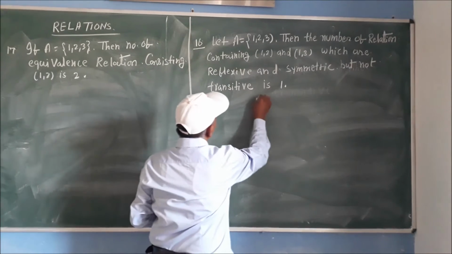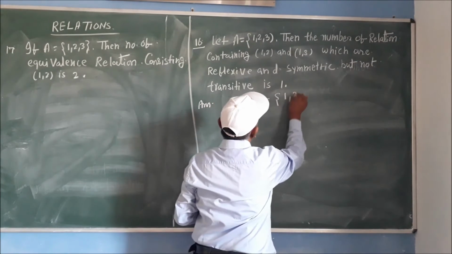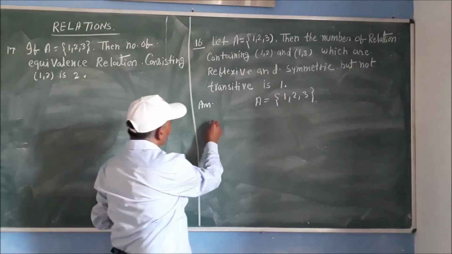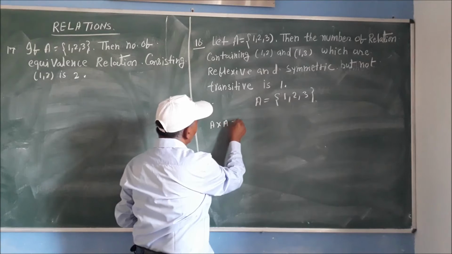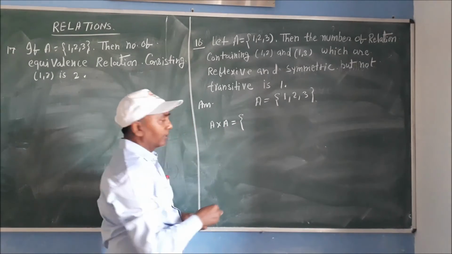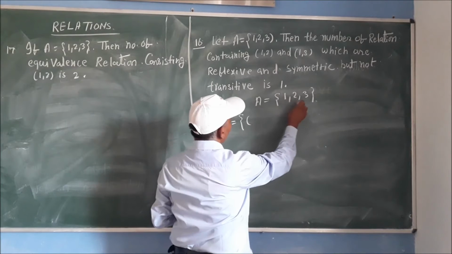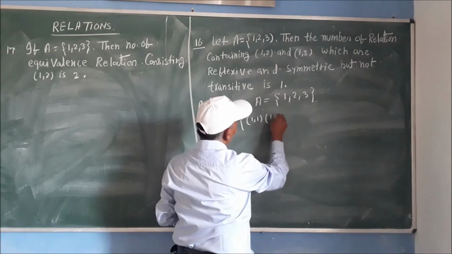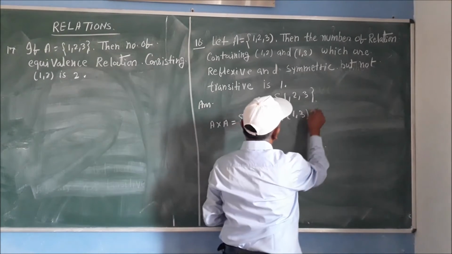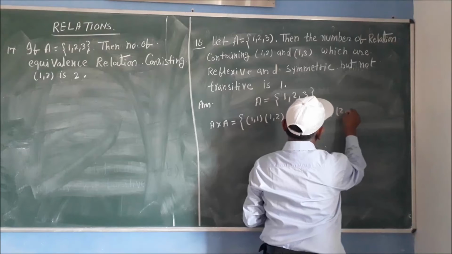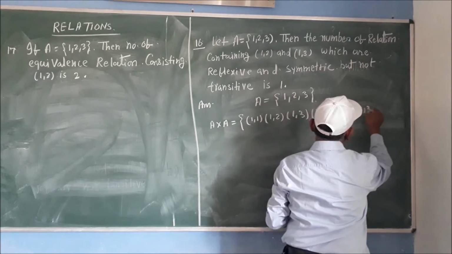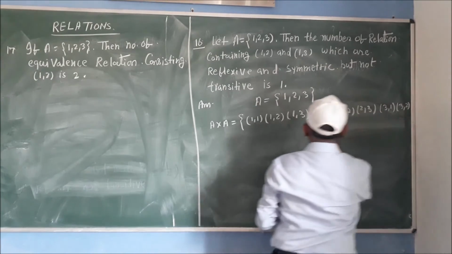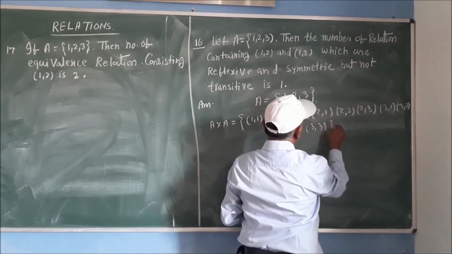The answer is like this. First, set A is given as {1, 2, 3}. Before starting, first calculate A cross A. What are the elements of A cross A? Each element is related to each element of A. So this will be (1,1), (1,2), (1,3), (2,1), (2,2), (2,3), (3,1), (3,2) and (3,3), like this.